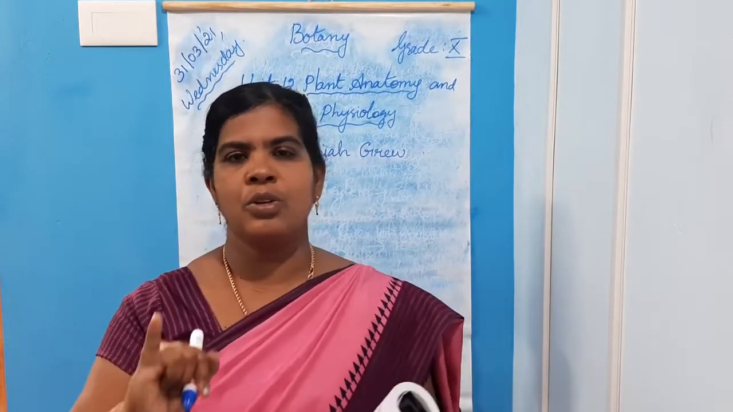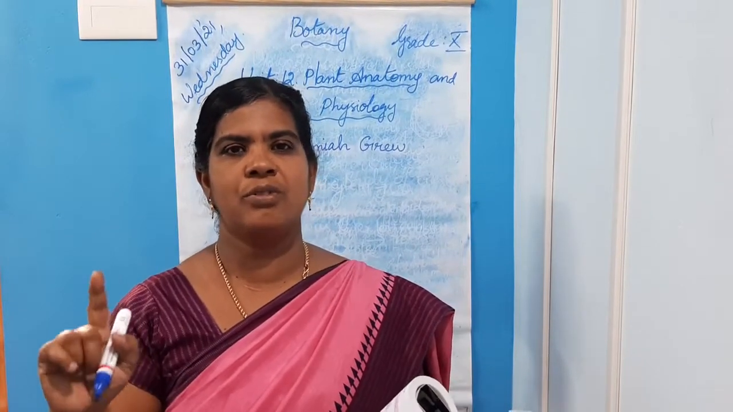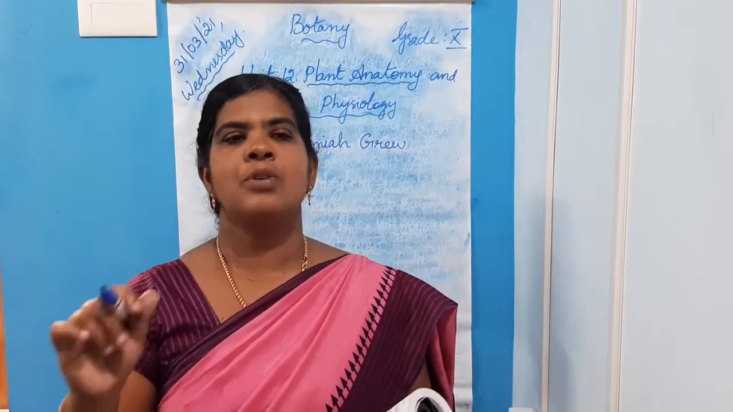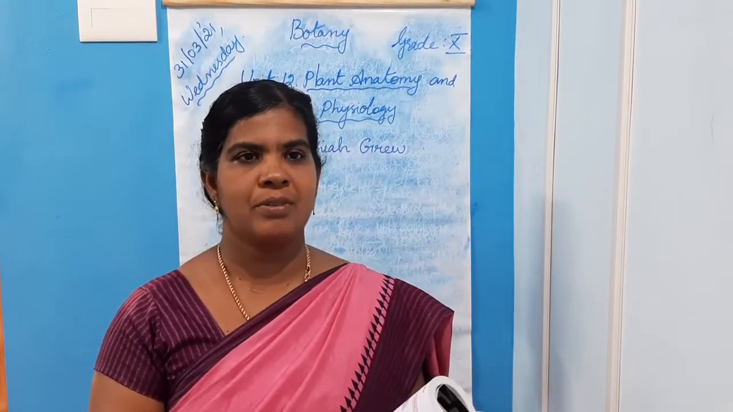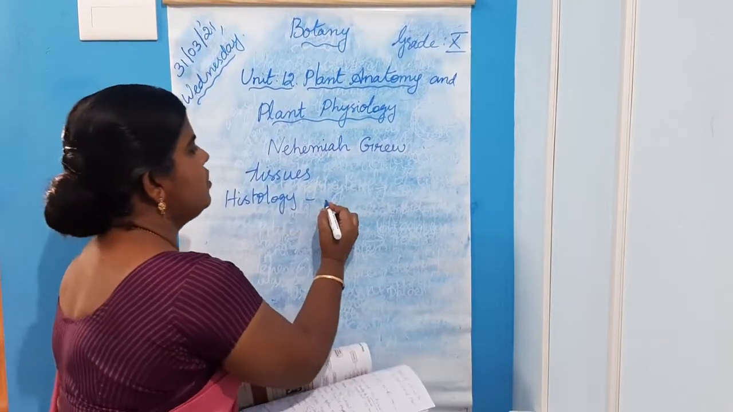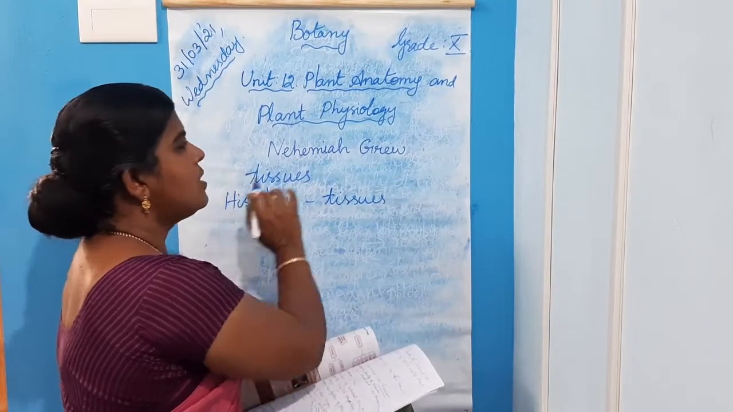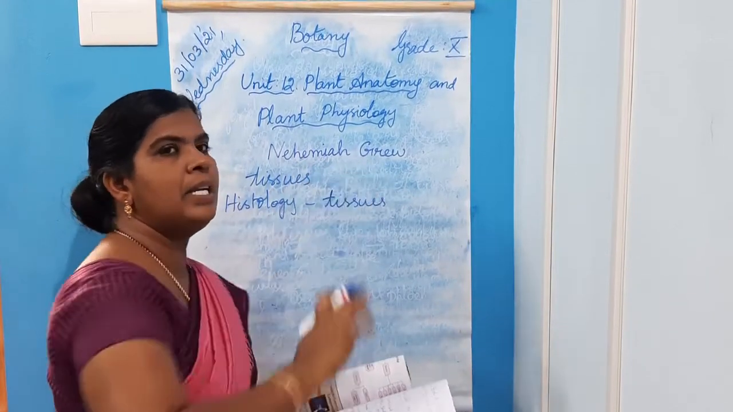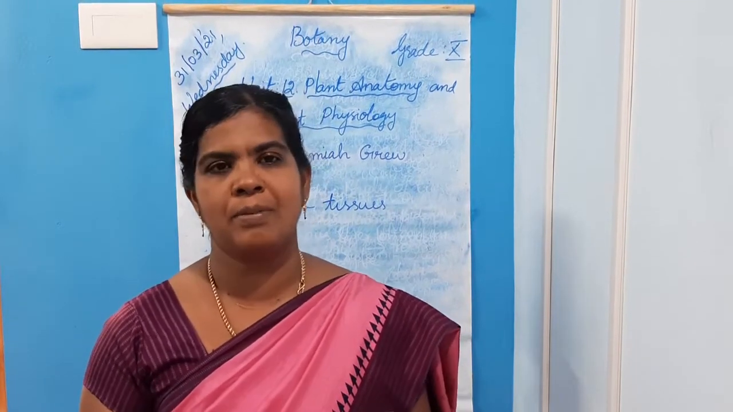Okay, so you all know that what is cell? Cell is the structural and functional unit of all living organisms. Group of cells together form tissues. Then what is histology? Study of tissues. Who is called the father of plant anatomy? Nehemiah Grew. Now, these plant tissues are of two types.